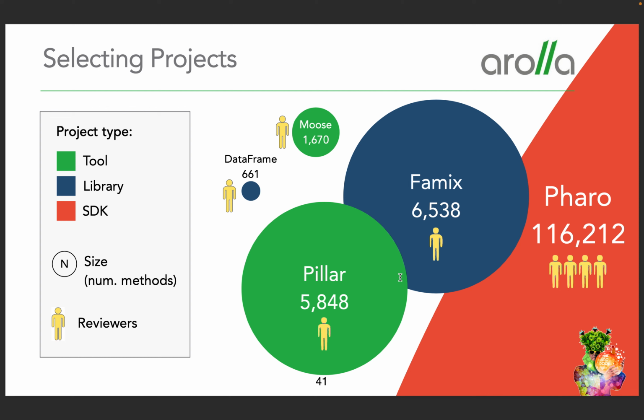So this red part is just a very huge, massive circle that represents Pharo. And the smallest one you can see there is DataFrame. It has only 661 methods. Also, the color represents the type of the project. So the green ones are the tools, and blue ones are the libraries. And the red one is the SDK.